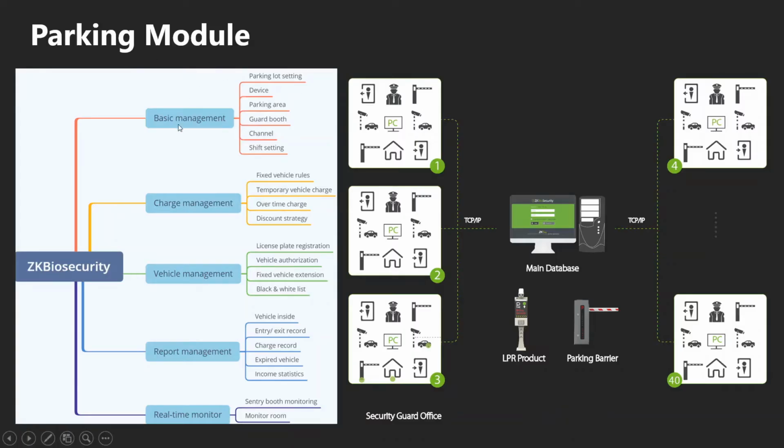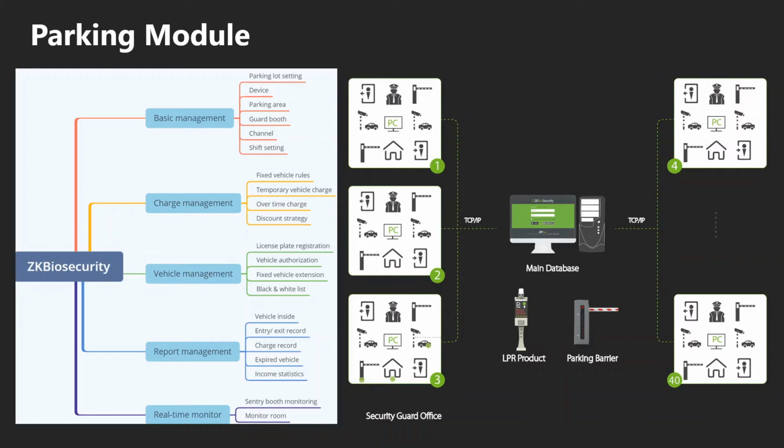First one is vehicle management, second charge management, report management, and real-time monitoring. In the parking management, the basic management, we have to assign the parking lot settings and add devices, and the parking area, the guard booth channel and shift settings we have to configure in the software. There is also the charge management, like the fixed vehicle rules we can manage, and temporary vehicle charge, which is for a not registered vehicle that approaches the parking lot, where we can manage the charge. For example, for 1 hour, we can set some amount of charge for that vehicle, and overtime charge and the discount strategy are also there.